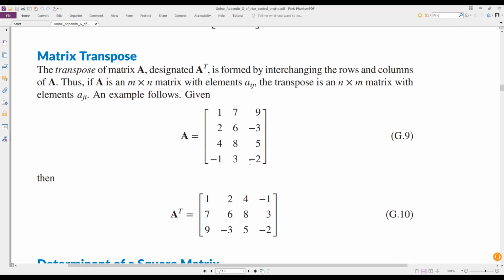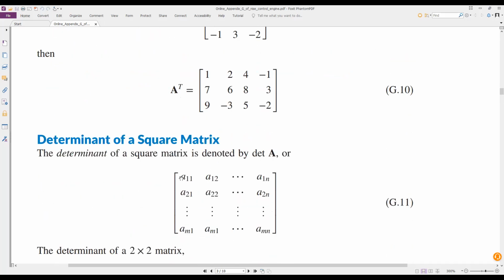This is the A matrix: 1 7 9 2 6 3 4 8 5 -1 3 -2. Then what would be the transpose? Just make the columns into rows, then that would be the transpose matrix. So remember the transpose matrix. What is the transpose matrix? Do not forget it.